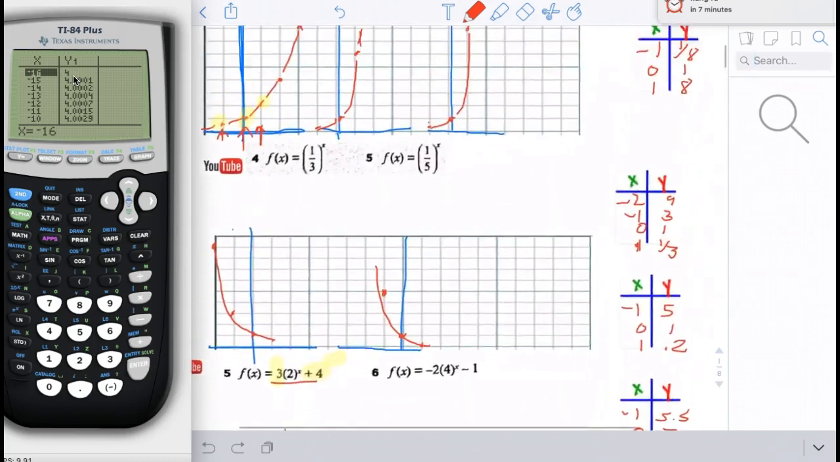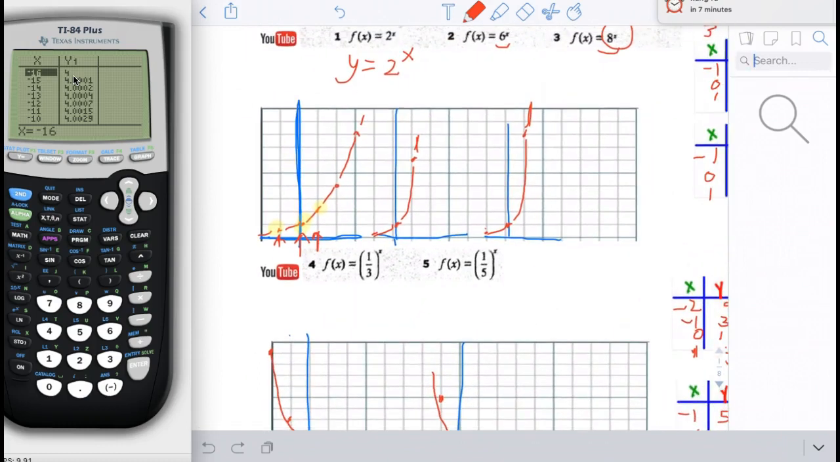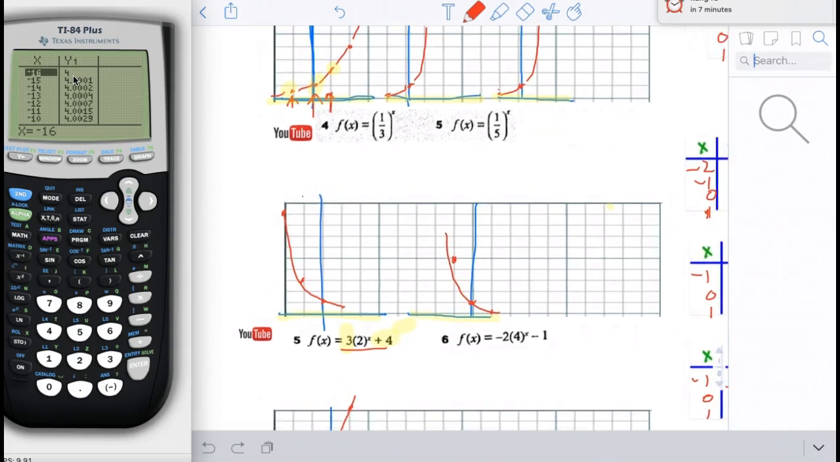Okay, and did you notice that up here in the instructions it says to write the equations of the horizontal asymptote? Now for all the ones we've done so far, we didn't even think about the horizontal asymptote because it was on top of the x-axis. And when the horizontal asymptote is on top of the x-axis, the equation is just going to be y equals 0.